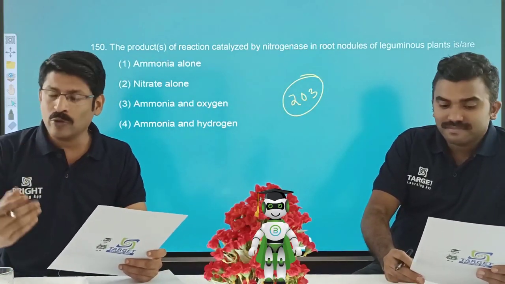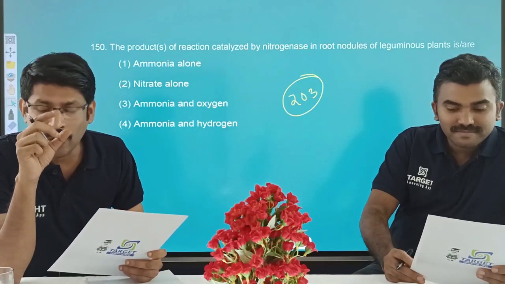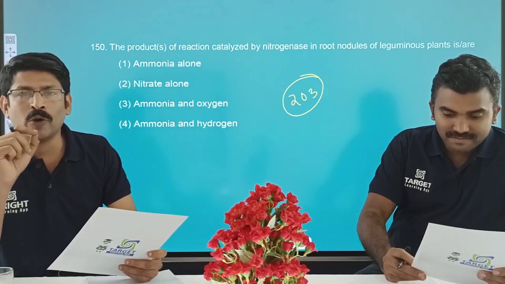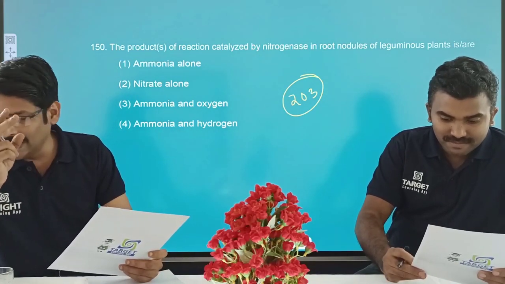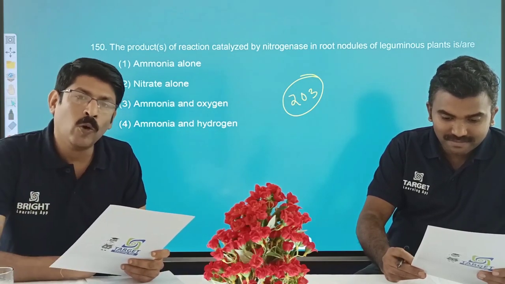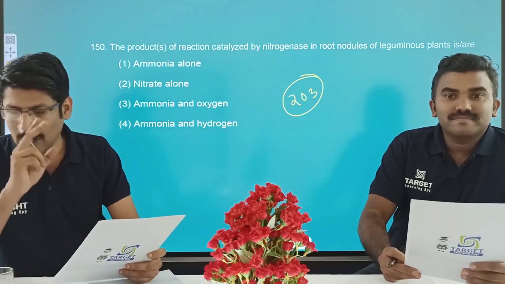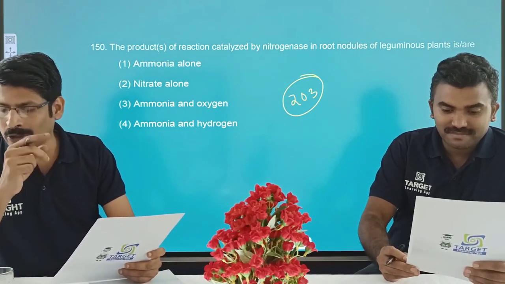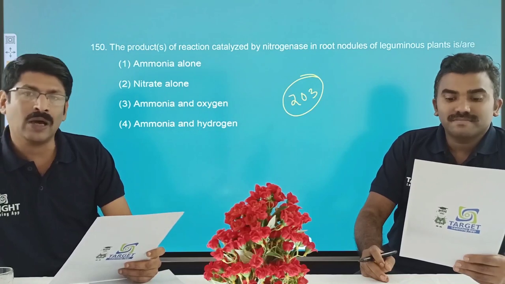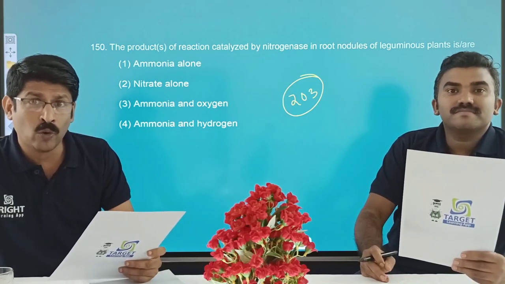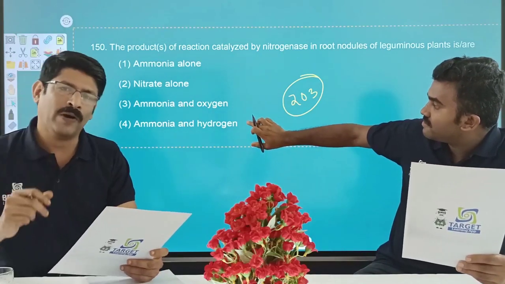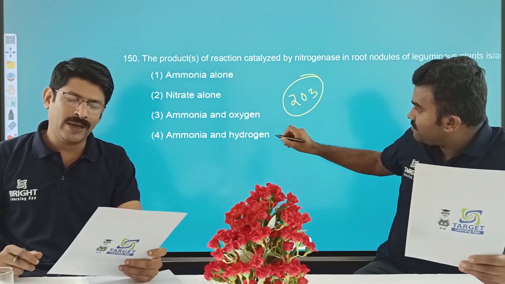But on the next page, 203, the balanced equation is given: N2 plus 8 electrons plus 8 protons plus 16 ATP produces 2 ammonia and hydrogen and 16 ADP plus 16 inorganic phosphate. So the answer is ammonia with hydrogen. One molecule of hydrogen is also released because 8 molecules of protons are used, and only 6 molecules of hydrogen are utilized in the 2 molecules of ammonia. So 1 molecule of hydrogen will be released. So the answer is ammonia and hydrogen.